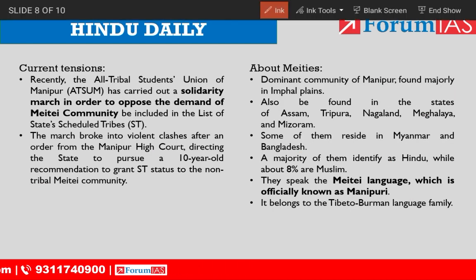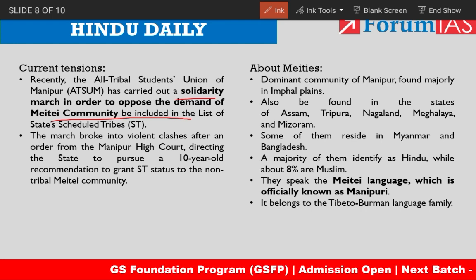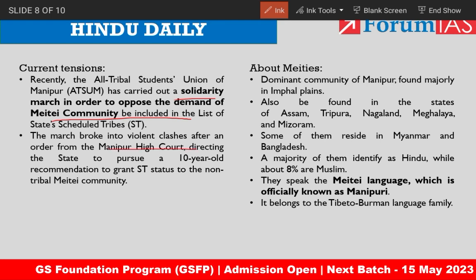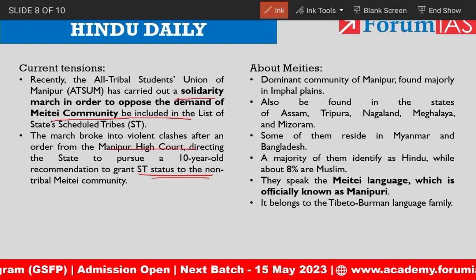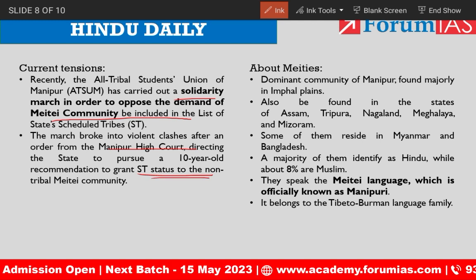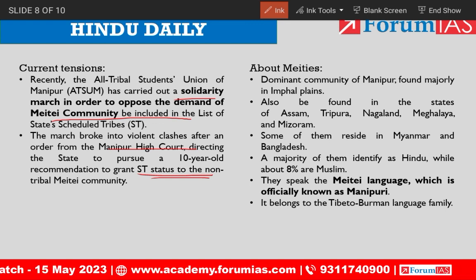What is the current tension? The All Tribal Students Union of Manipur carried out a solidarity march, and what did they ask for? They are saying the Meitei community should not be included in the ST list. So this is where the problem started. How did this start? The Manipur High Court directed the state to pursue it. It said that for 10 years, Meitei people have been asking for ST status. So the Manipur High Court told the state to give it to them. So this is where the problem started.